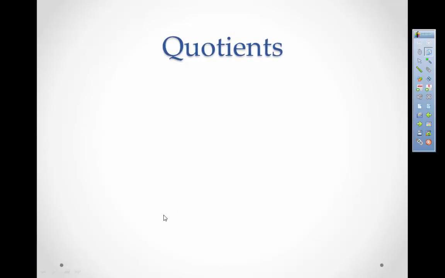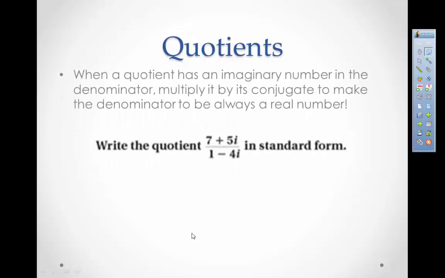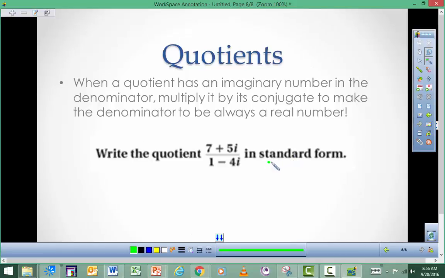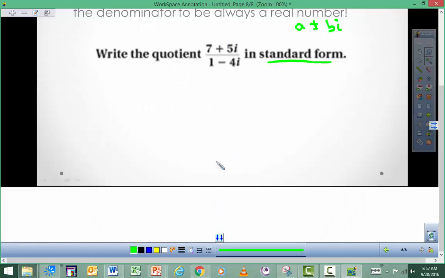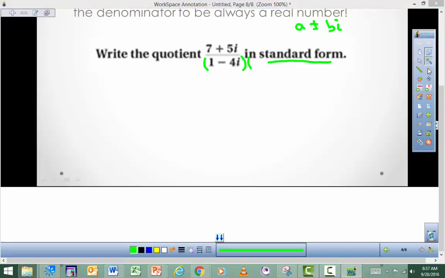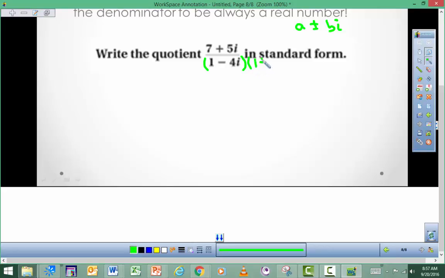Okay, so that being said, we can deal with quotients. The other thing we're going to want to do is write things in standard form. So that's just going to involve one extra little bitty step. Remember, the standard form is like a plus or minus bi. It's going to look something like that. Well, let's take a look at this problem. The complex conjugate of this one would be, we're going to have to multiply by, how about 1 plus 4i?